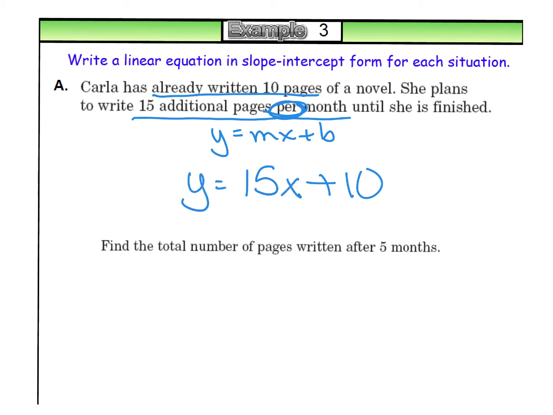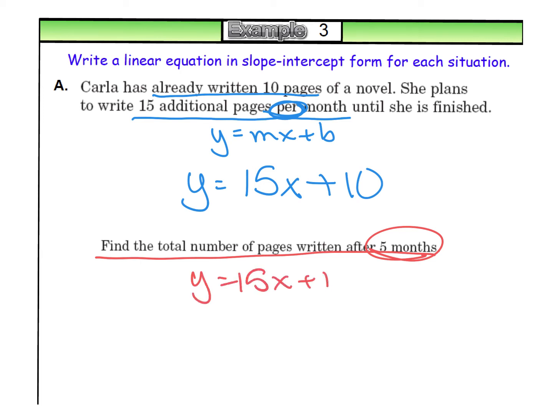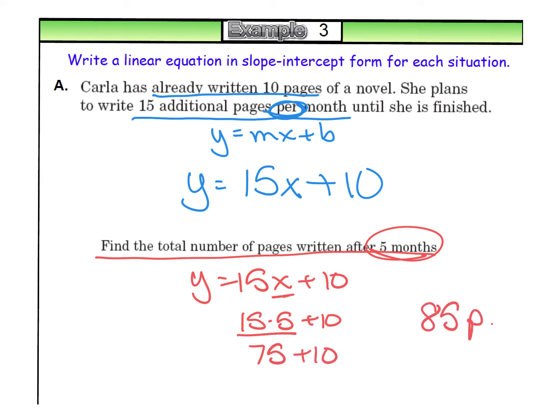So there's our equation. But they want us to find the total number after 5 months. So what we're going to do is plug 5 months in for the x. So we're going to do 15 times 5. We're going to add 10. So 15 times 5 is 75. Add 10. After 5 months, she will have written 85 pages. Let's do another example.